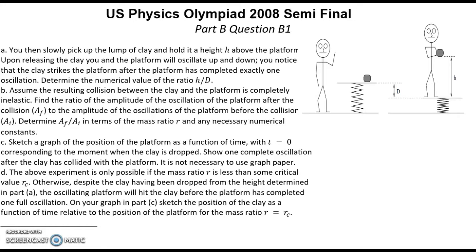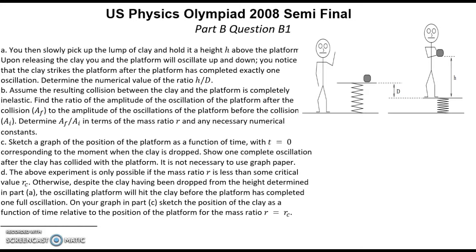C. Sketch a graph of the position of the platform as a function of time, with t equals 0 corresponding to the moment when the clay is dropped. Show one complete oscillation after the clay has collided with the platform. It is not necessary to use graph paper.